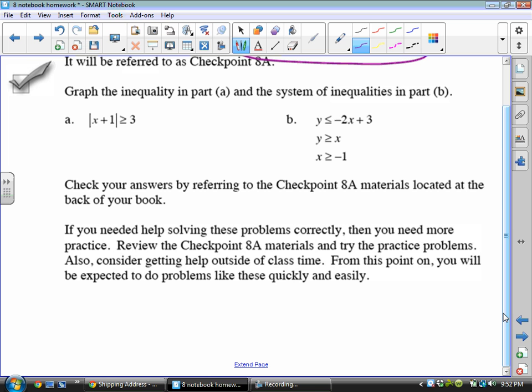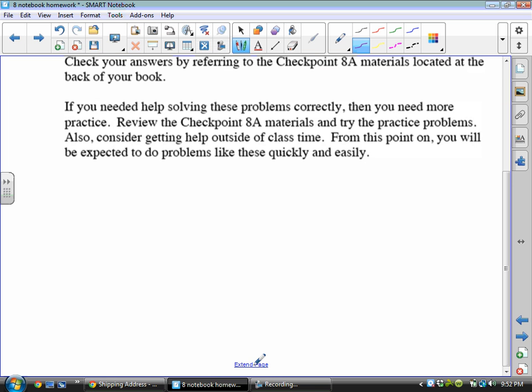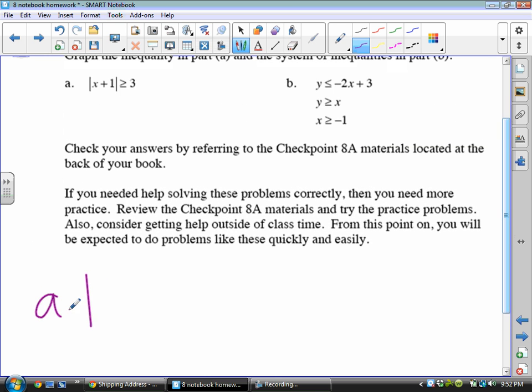So for part A, I have the absolute value of an inequality. So I'm going to just forget that it was an inequality. Let's deal with the absolute value part first. Okay, so it was |x + 1| = 3. I'm going to find my boundary points.